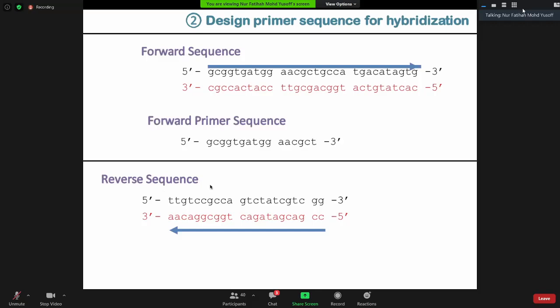So, the reverse sequence. Which one will be the reverse sequence? The black one or the red one? Sharifah Fatin? Red one, doctor. Yes, because it's the reverse complemented sequence. Okay, so it's quite simple.